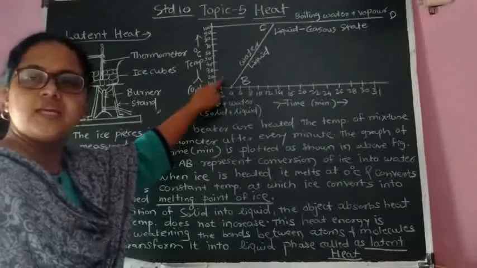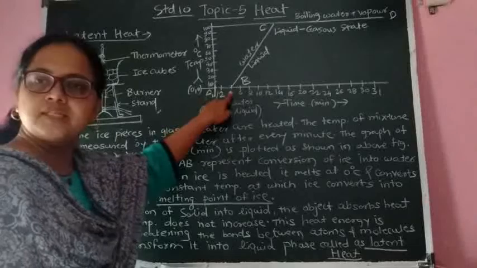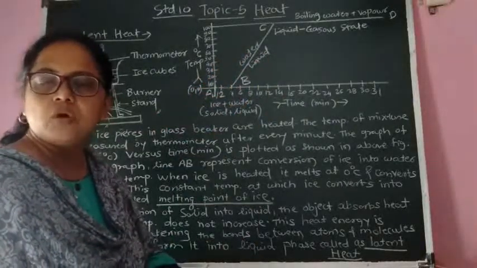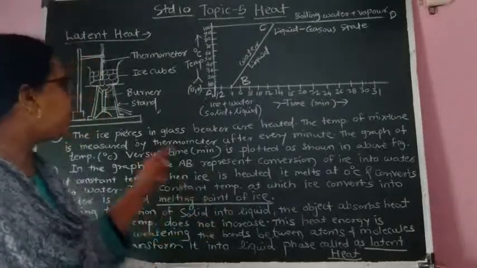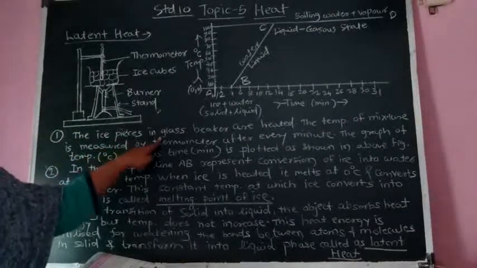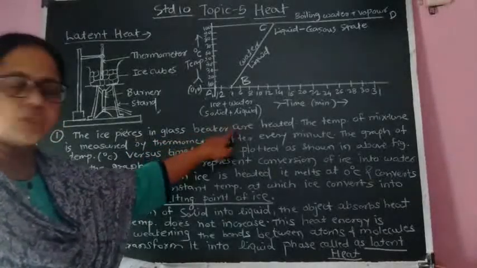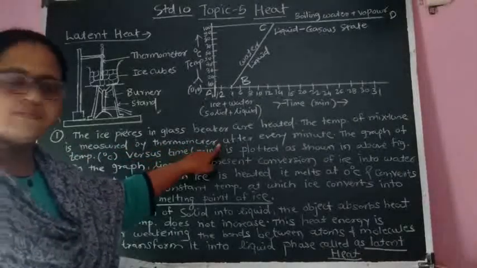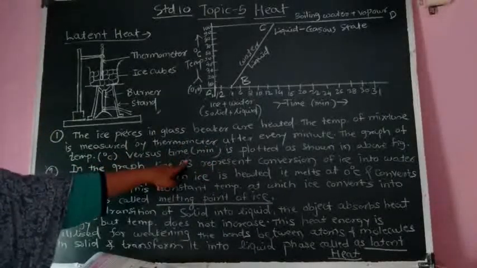Actually, this graph is very easy to explain. In this graph, you have to tell what AB represents, what BC represents, and what CD represents. So we are going to see this graph. First point, the ice pieces in a glass beaker are heated. The temperature of the mixture is measured by a thermometer after every minute. The graph of temperature versus time is plotted as shown in the above figure.